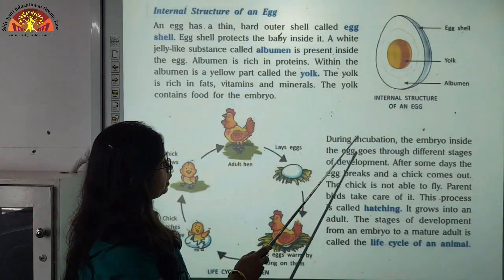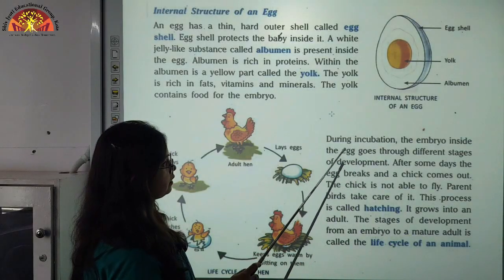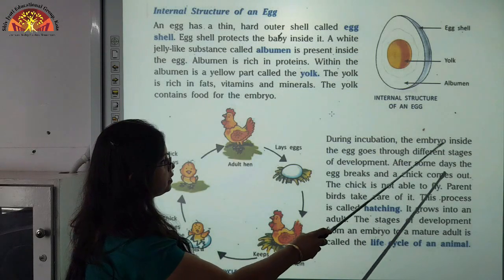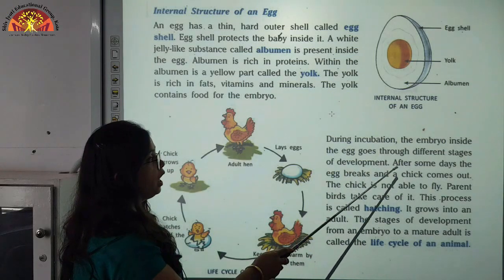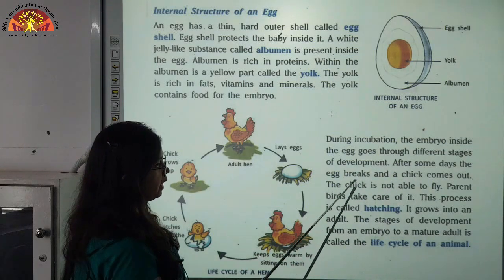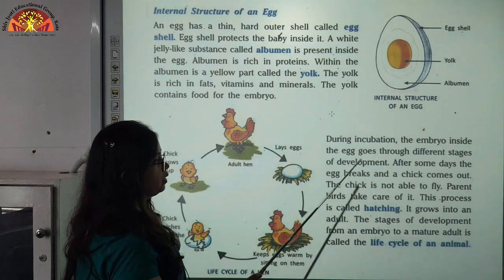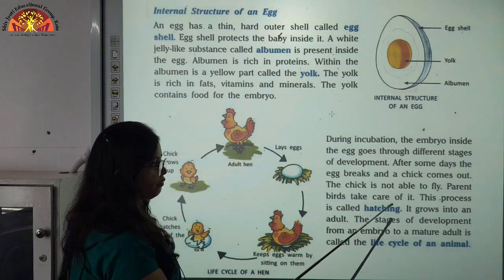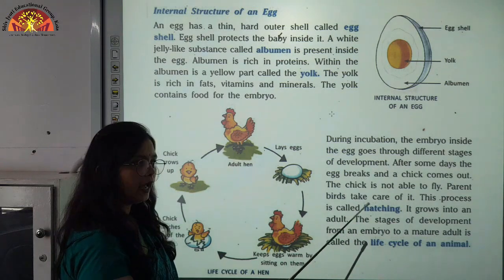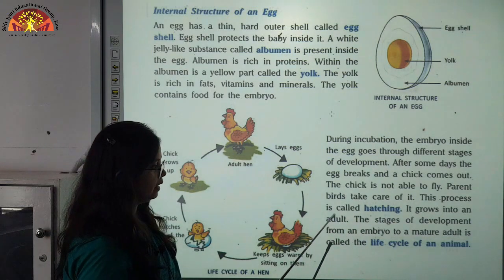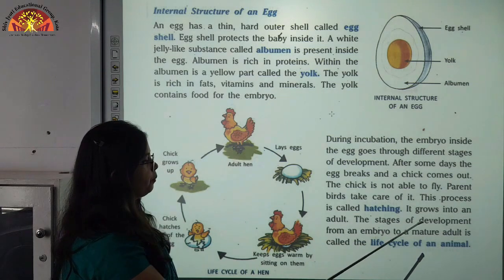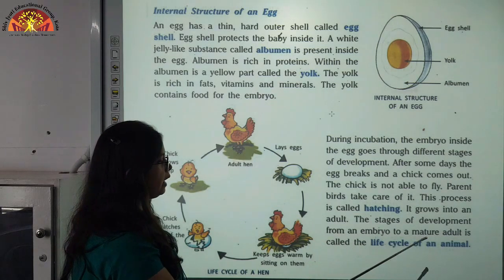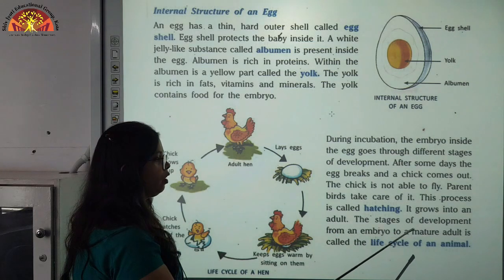So now during incubation, the embryo inside the egg goes through different stages of development. After some days, the egg breaks and a chick comes out. The chick is not able to fly. Parent birds take care of it. This process is called hatching. It grows into an adult. The stages of development from an embryo to a mature adult is called the life cycle of an animal.